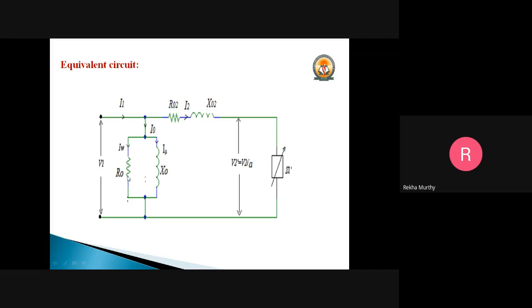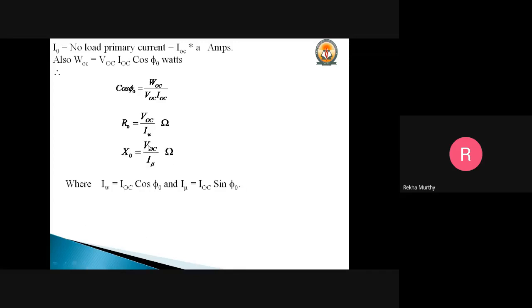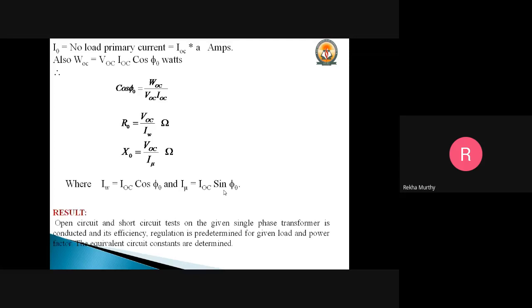For this also there is a formula. R0 can be obtained using the formula V0 divided by IW. Here V_OC can be obtained from your OC test, and IW is the working component, that is I0 into cos phi 0. Similarly, X0 can be obtained by V0 divided by I mu. I mu is the magnetizing component, which can be written as I0 into sin phi 0. So this completes finding the equivalent circuit of a transformer.